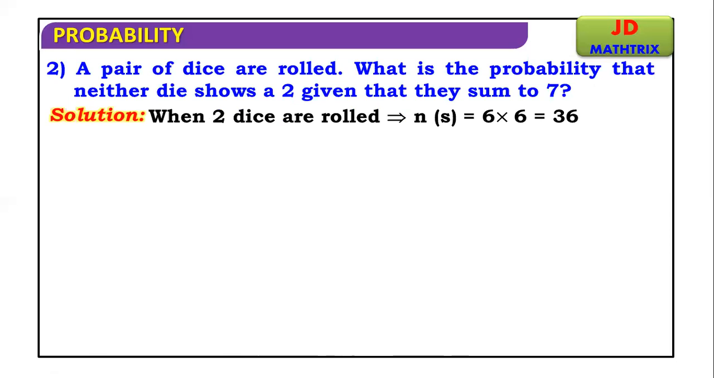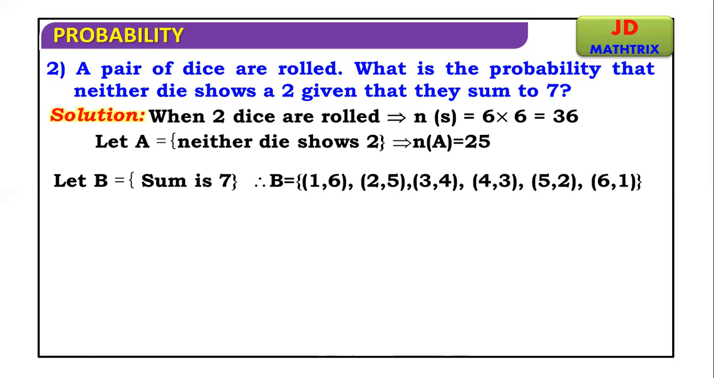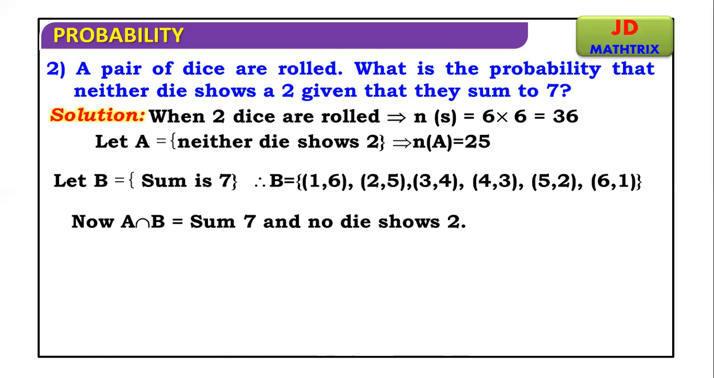Let's see. When 2 dice are rolled, n of S is equal to 6 square, that is 36. A equal to neither die shows 2, that implies n of A equal to 25. Here we are defining another event. A equal to neither die shows 2, B equal to sum 7. Then n of A intersection B is equal to sum 7 and no die shows 2.